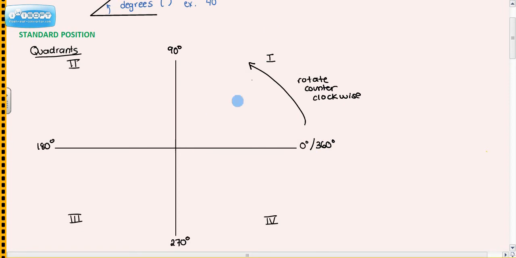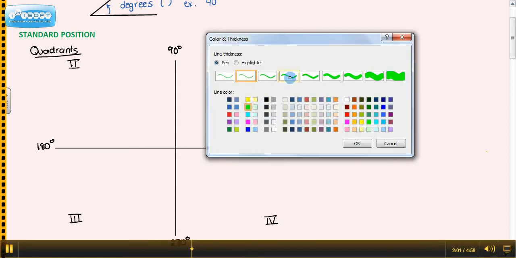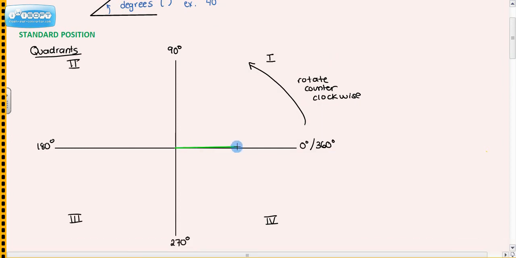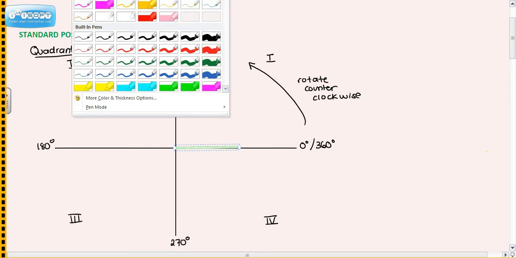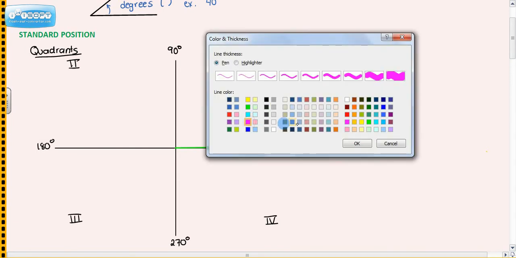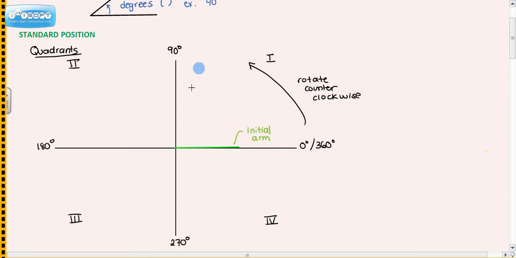So we need to draw an angle on this grid. To make an angle, we're going to need two line segments. The first line segment always starts at 0. We call this our initial arm. So this is the first line segment. And to make the angle, we need a second line segment that we can draw anywhere along this grid. So it is an arm that's rotated from the initial arm to the angle in which we're looking for. So let's just draw one over here for now.